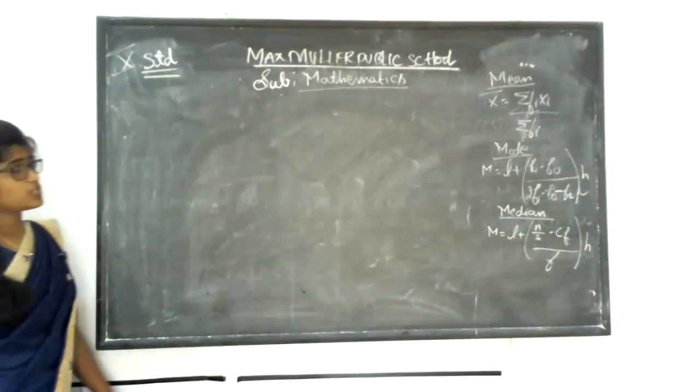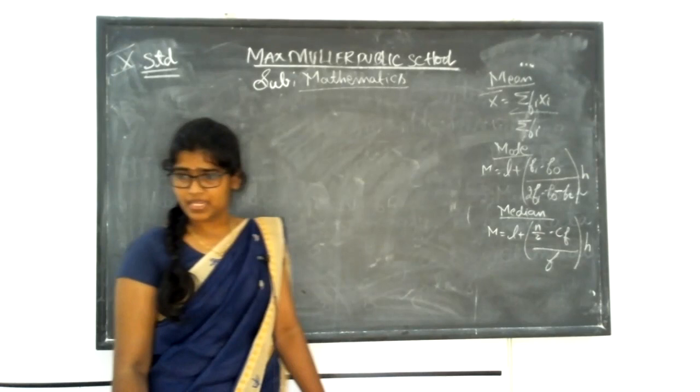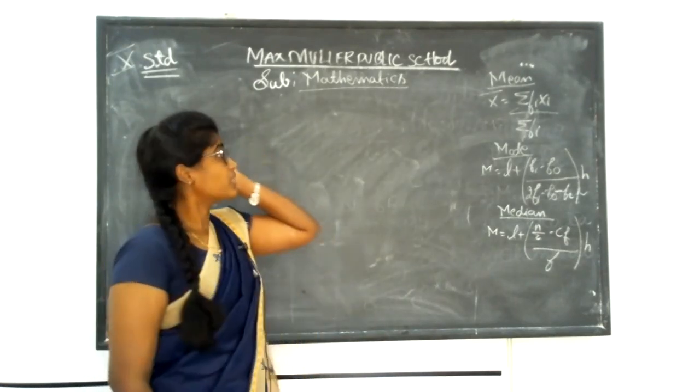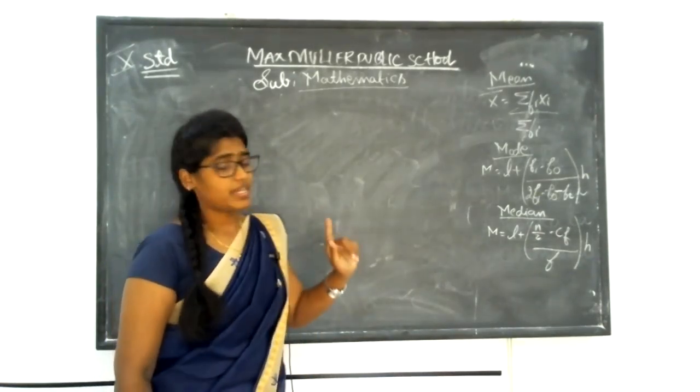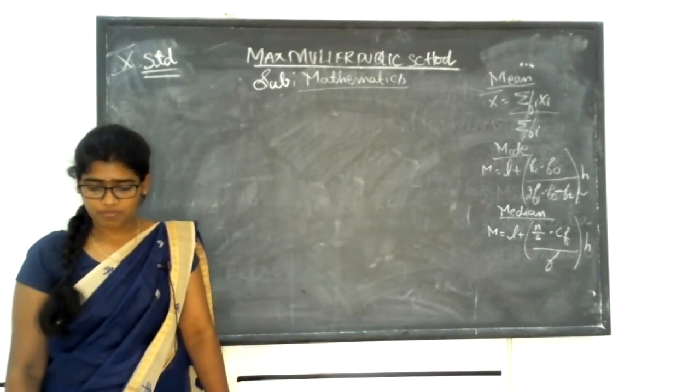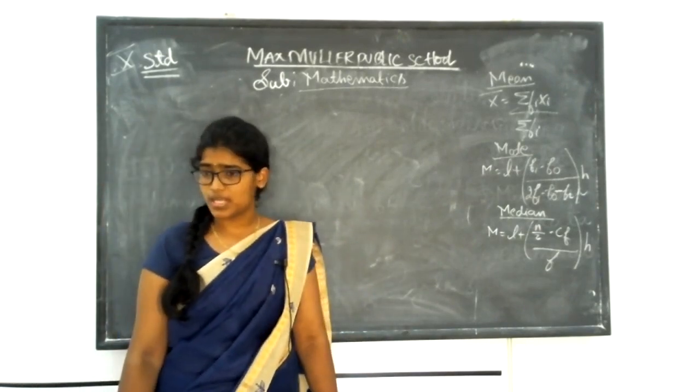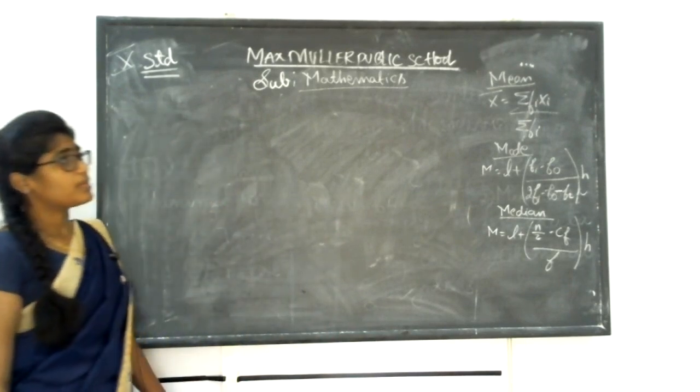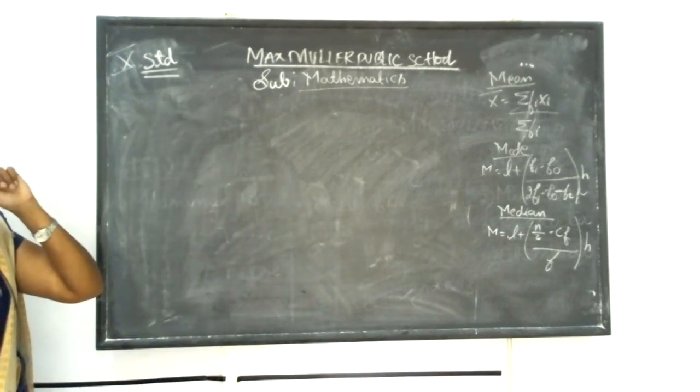In the previous class, you have learned till the mean, correct, median. That is the first exercise 13.3. First sum we had completed. Now let us go with the second sum. Before going to the second sum, let me tell you about the formulas.